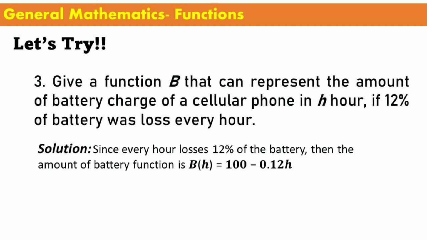Sir, bakit may 100 dyan? Nawala man sa problem. You need to assume that the battery is full charge, meaning 100%. Then, nasa loss in every hour by 12%. That is why 100 minus 0.12h. Don't forget to convert percent into decimal point. Therefore, your final answer is b of h equals 100 minus 0.12 hours.